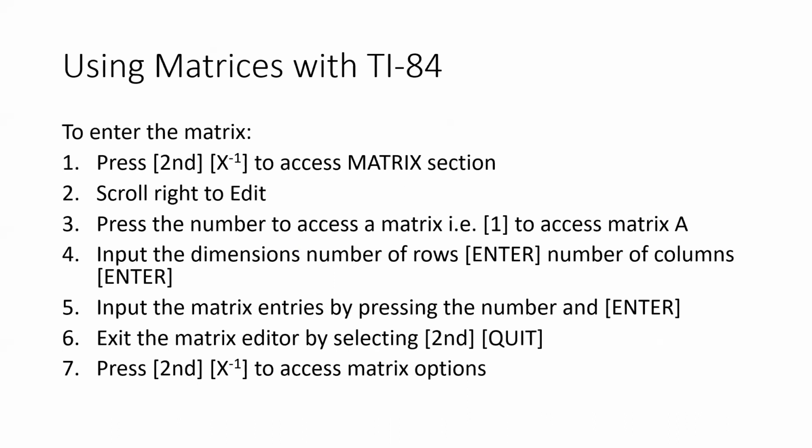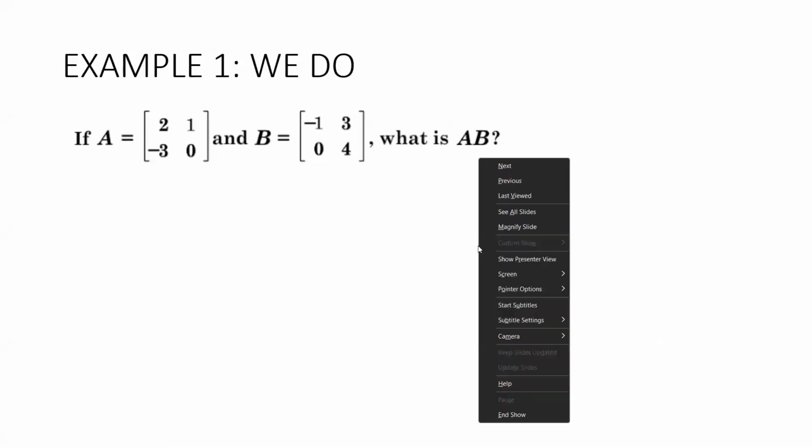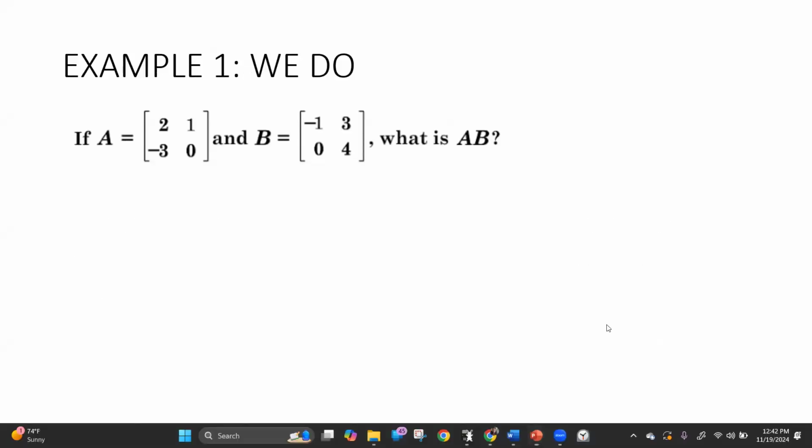Remember, dimensions are always RC, row then column. You input the matrix entries by pressing the number and enter. All you're doing is entering the numbers and pressing enter. Then you exit the matrix, and now you've stored it. To exit the matrix, you press second, quit, and then keep going. All right, are we ready to practice? Everyone has their calculator in their hand?